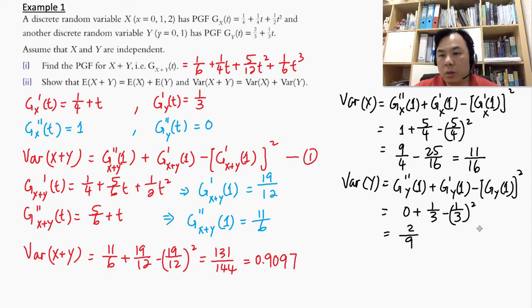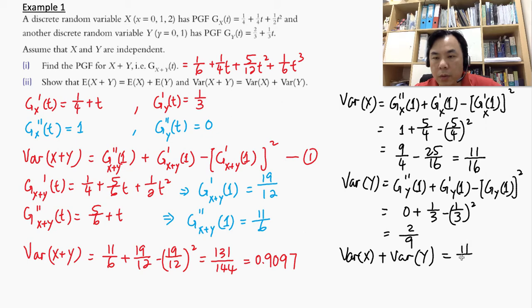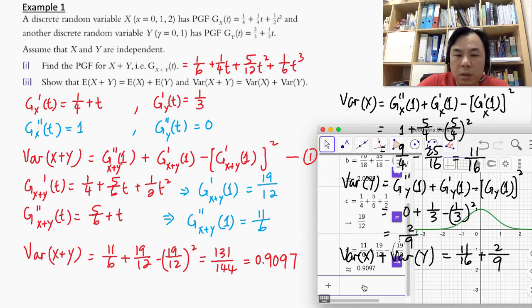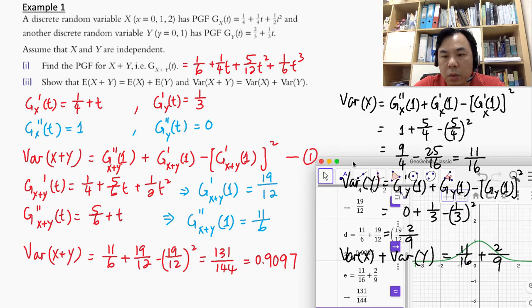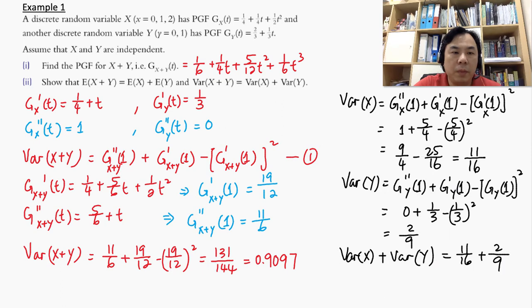Let me check if I got it correct. This one was 9, 3, 2, 2 over 9. Yep, correct. Therefore the sum of this will be 11 over 16 plus 2 over 9. I also need to take out my calculator just in case. 11 over 16 added to 2 over 9 actually yields 131 over 144. Yep, so 131 over 144.